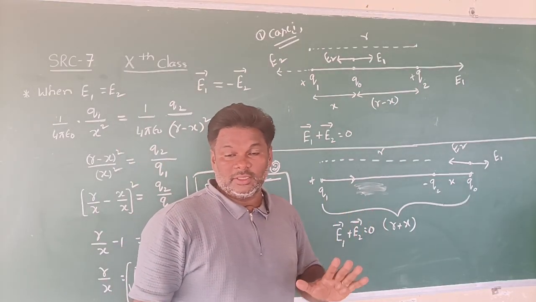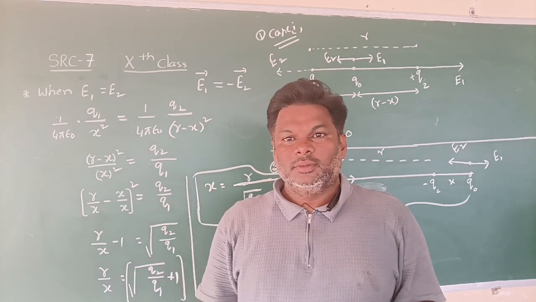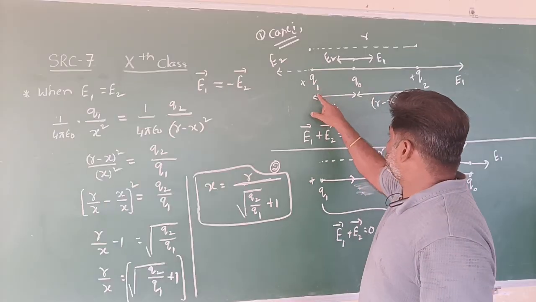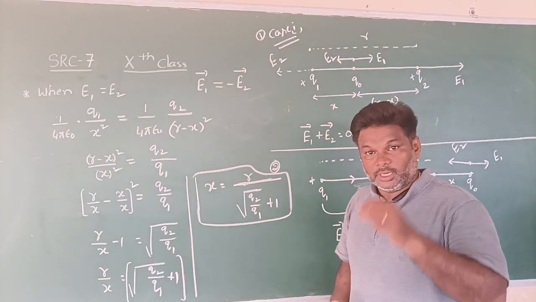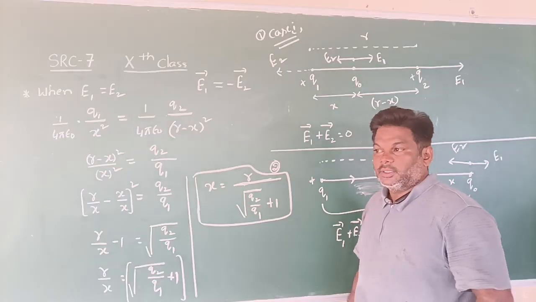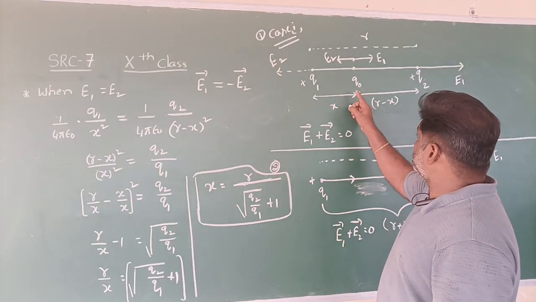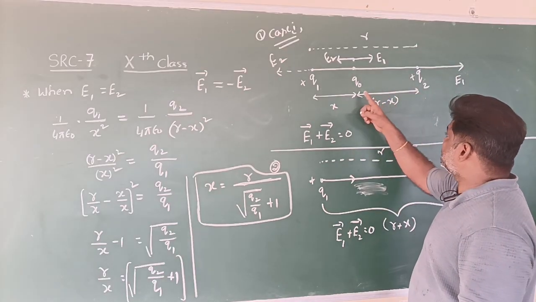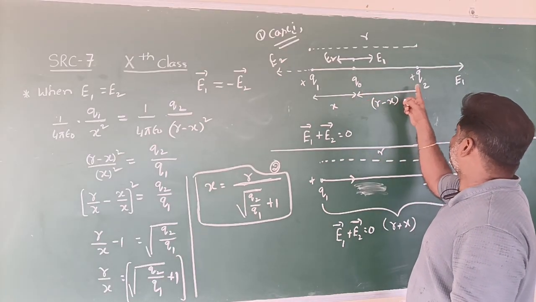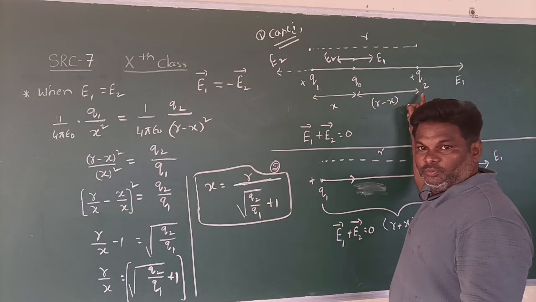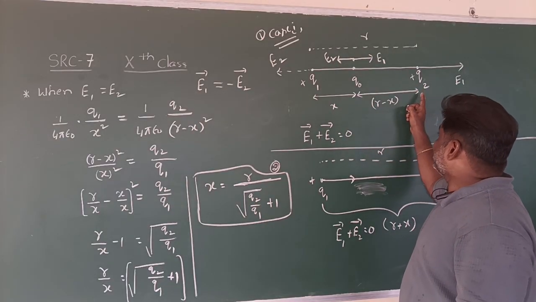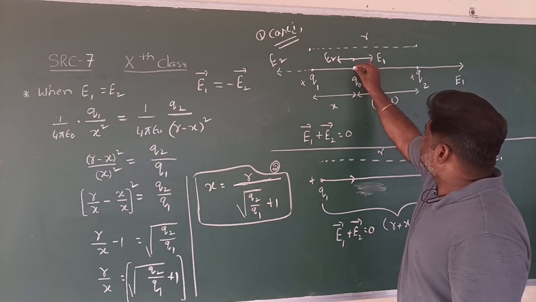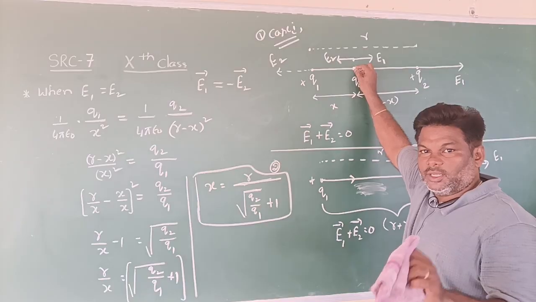Consider two positive charges Q1 and Q2, and a distance x from Q1 is the location of the null point. Then the electric field intensity due to Q1 is acting towards the right side and the electric field intensity due to Q2 is acting towards the left side. Okay, so both electric field intensities are acting opposite to one another at this location. This location is called a null point.